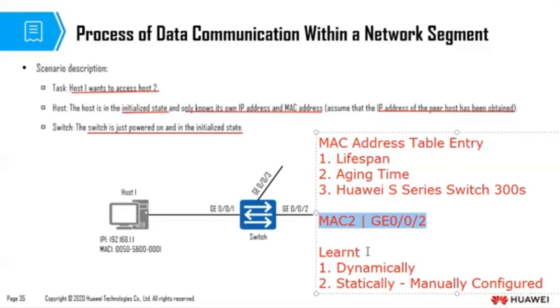So we're talking about the switch here, not the end device. We know the end devices also have a table called the ARP cache table, right? As we saw in the lab the other day, the ARP cache table also has an aging time. I'm not sure how long that aging time is, but for the switch MAC address table entry, it is 300 seconds for Huawei S-series switches.